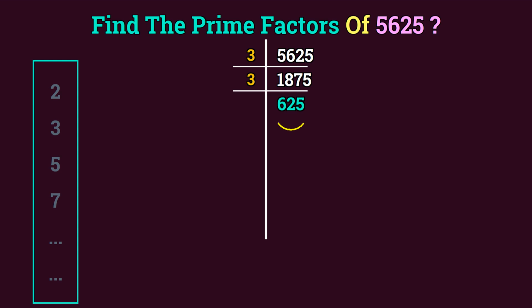Dividing 625 by 3. The result is not integer. Since the result is not integer, so we will try to divide by the next number.